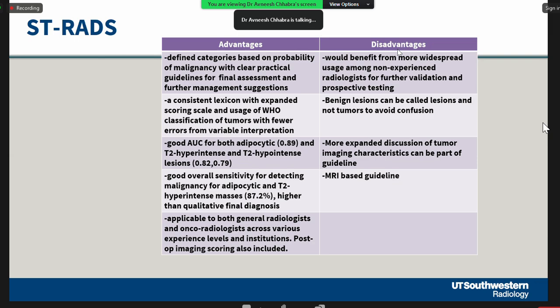The disadvantage is, again, it would benefit from more widespread usage among non-experienced radiologists. Benign lesions can be called lesions, meaning if you have a ganglion, you can call it a ganglion, not a tumor, because the public may get scared with the word tumor. So those are the improvements we're doing with the ACR work going forward. And there can be a more expanded discussion of tumor imaging characteristics, which was not part of this work. And again, it's an MRI-based guideline, which I think is the best modality for soft tissue tumors anyway.